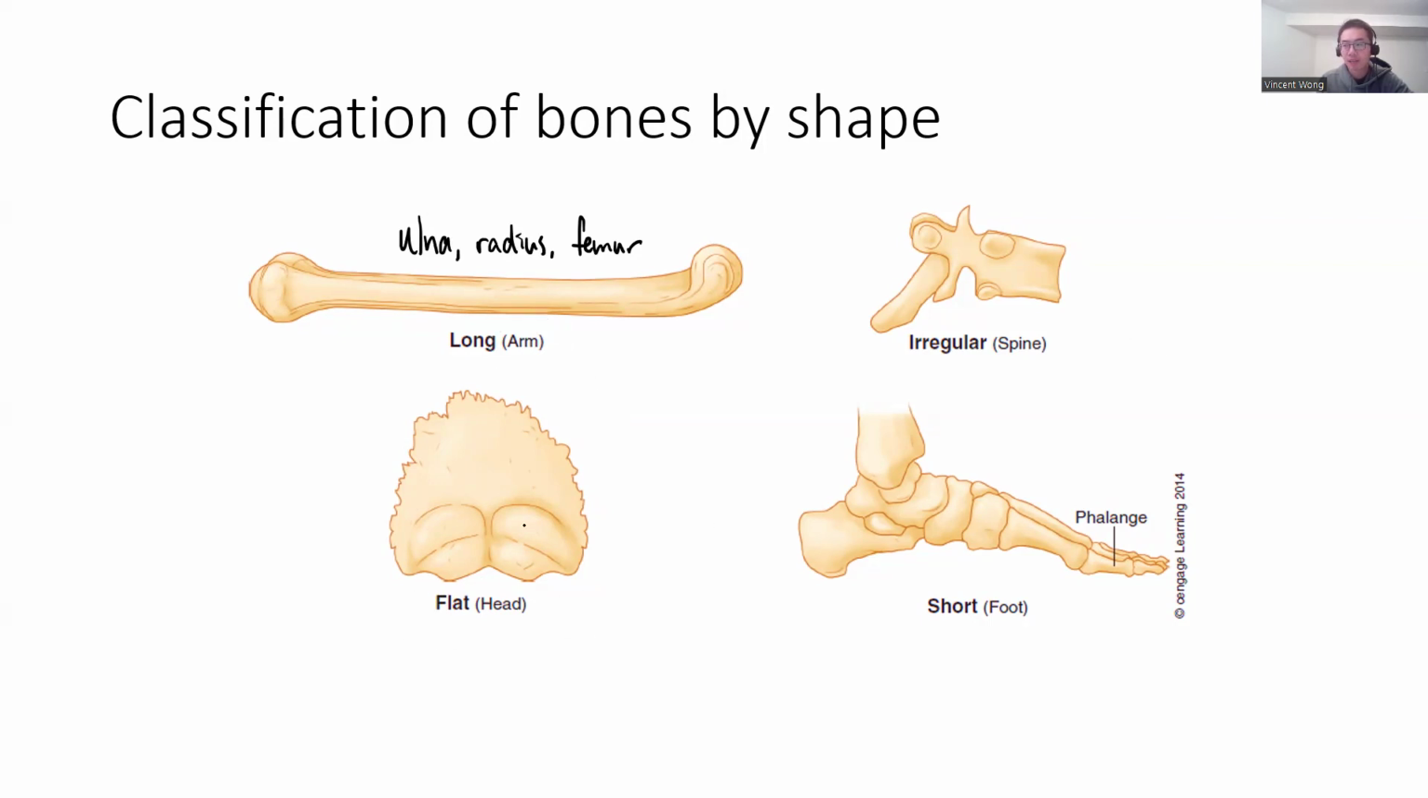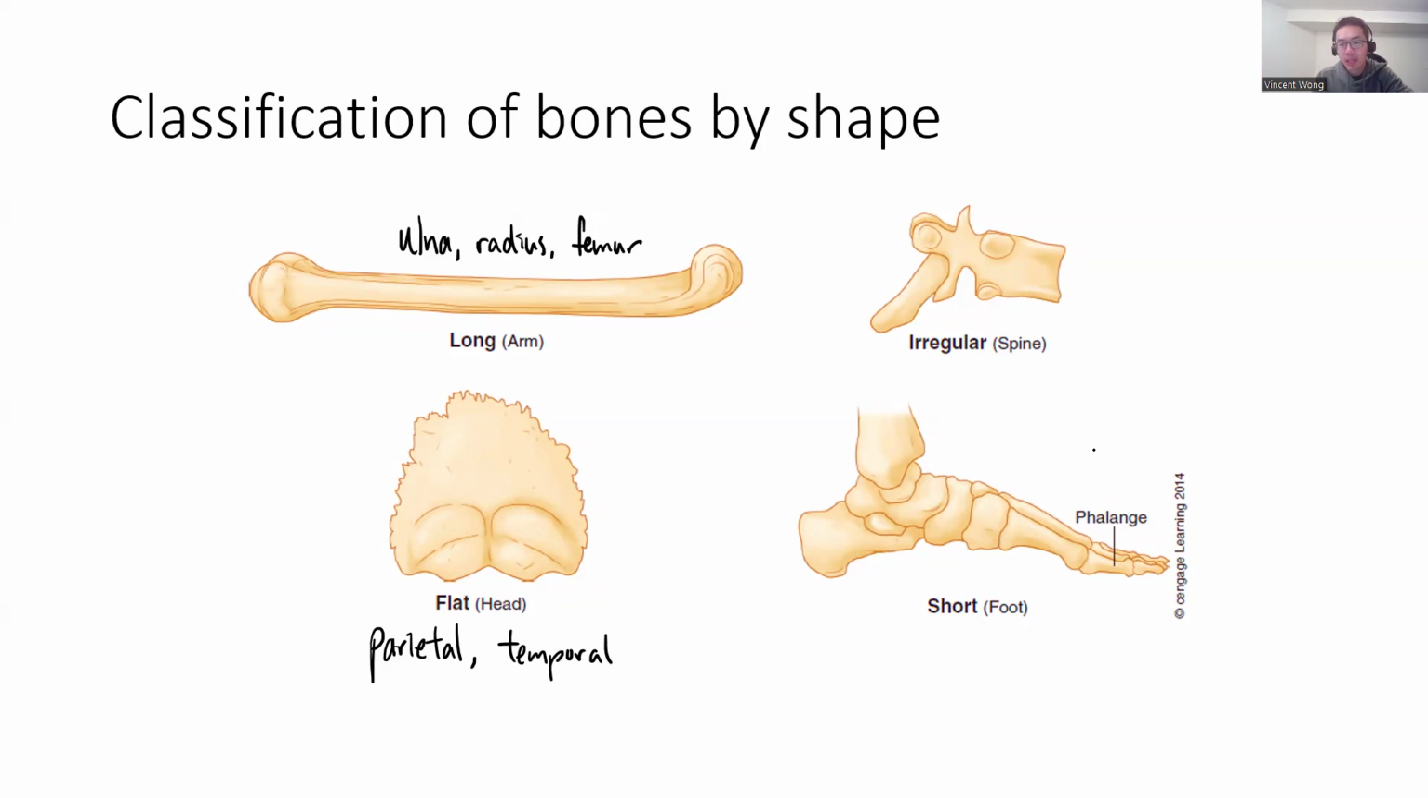Flat are mostly for the ones that are in the head. So we have parietal bone. Okay, maybe one more. Anything you remember from the head? Temporal bone. Sure, yeah. So these are relatively flat, like a piece of chips, if you would.